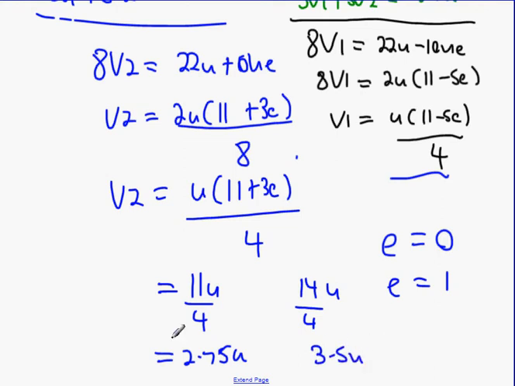So long story short, your minimum value is when E equals 0. Your minimum value will get you 2.75. However, your maximum value will get you 3.5. Is that right?